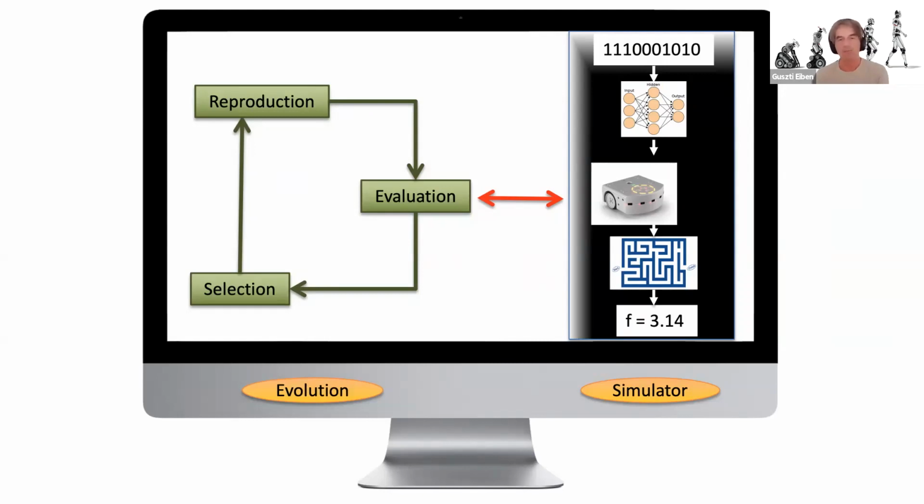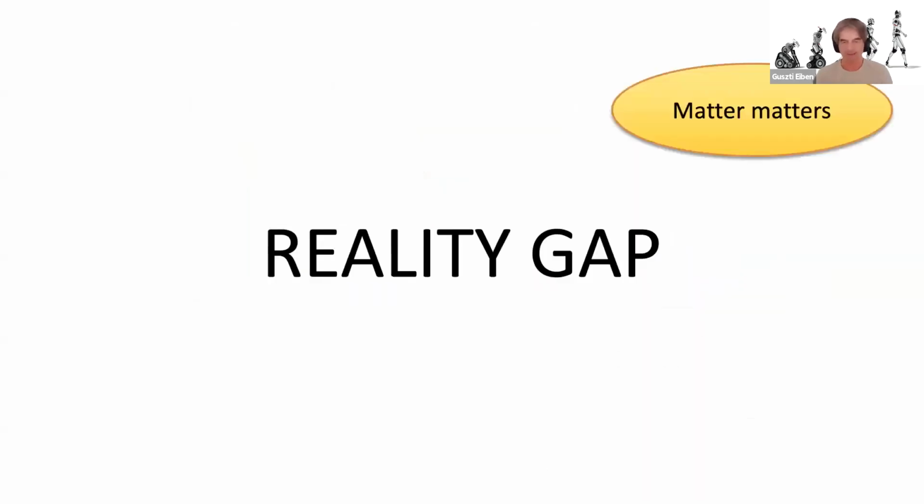But this is subject to something which we really hate, and that is the reality gap, which is the well-known effect of if you evolve something in simulation, it will be a good solution only in simulation. Matter really matters. So as we know, if you move or transport an evolved robot solution to the physical world, its behavior will be different and typically worse.